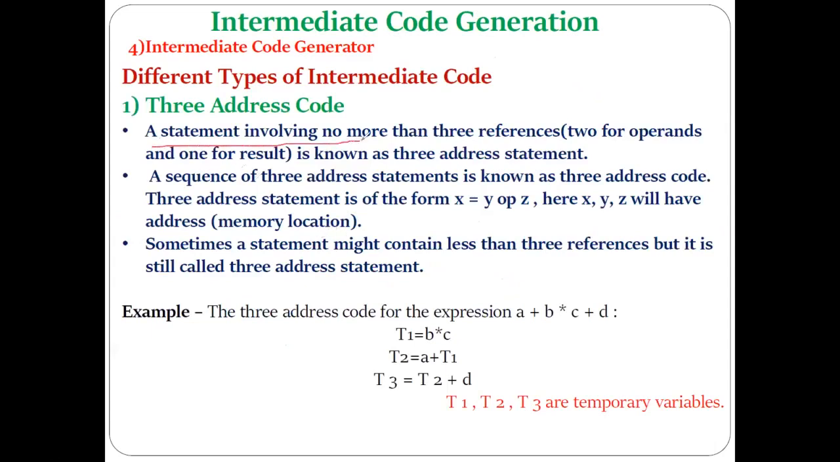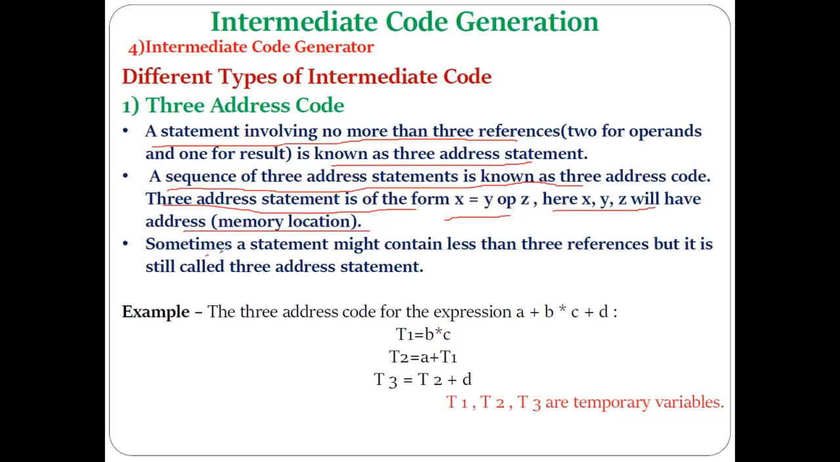So a statement involving no more than three references, two for the operands and one for the result, is known as a three address statement. It means the statement contains at most three operands. A sequence of three address statements is known as three address code. A three address statement is of the form x = y op z. Here op is the operator, and x, y, z will have the address memory locations.